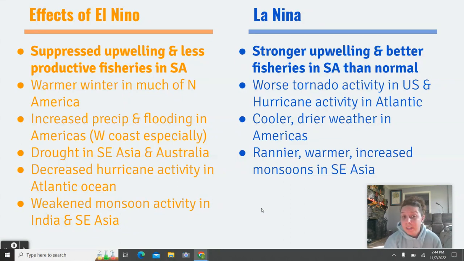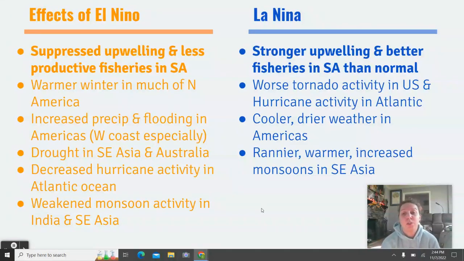And then a couple good things that can happen from this is going to be decreased hurricane activity in the Atlantic Ocean, so less chance of storm damage, and weakened monsoon activity in India and Southeast Asia, so less chance of flooding there. And then with our La Nina, we're going to see essentially kind of the opposites start to happen. So stronger upwelling, better fisheries than normal. But this can lead to worse tornado activity in the United States and hurricane activity in the Atlantic. So those are both downsides of a La Nina.